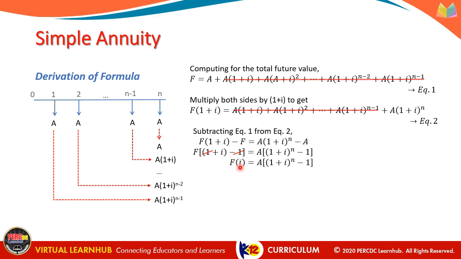Then transpose I to the other side of the equation. We will get the future value of annuity is equal to A times quantity 1 plus I raised to N minus 1 over I. Okay? You can add this to your list of formulas for annuities.